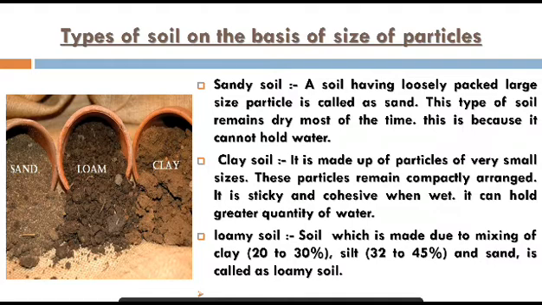Clay soil is made up of particles of very small size. Those particles remain compactly arranged. It is sticky and cohesive when wet. It can hold a greater quantity of water. Loamy soil is made due to mixing of clay, silt and sand. A compact soil made up of rather small sized particles as compared to sand is called silt.